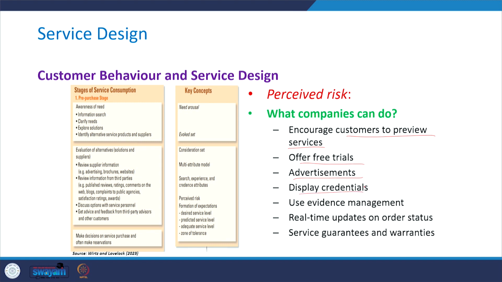Display credentials and their credibility. Next, they can use evidence management to show what they are actually promising to the customers. Then they can also go for real-time updates on order status and sharing them with the customer, and finally offering some guarantees, that is service guarantees and warranties to the customers.